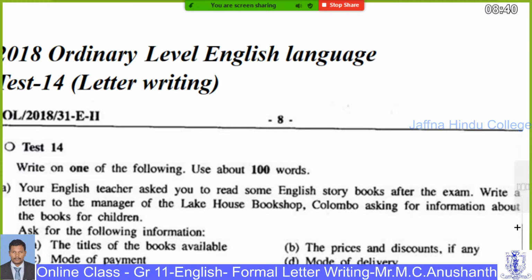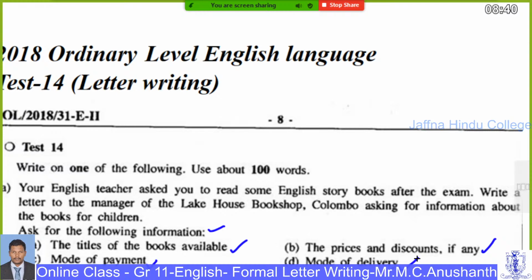Ask for the following information. The first one, the titles of the books available, the prices and discounts, if any. You have to include these things. Mode of payment and mode of delivery. When writing, the following information should be there.